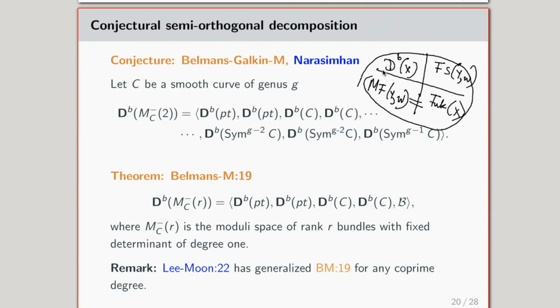Okay, so we had a conjecture, independently with Narasimhan, saying that the bounded derived category of this moduli space should have a semi-orthogonal decomposition in the following form that I stated. You should have 2 points, 2 curves, and then go all the way up to the symmetric power g minus 2, and you end with g minus 1.